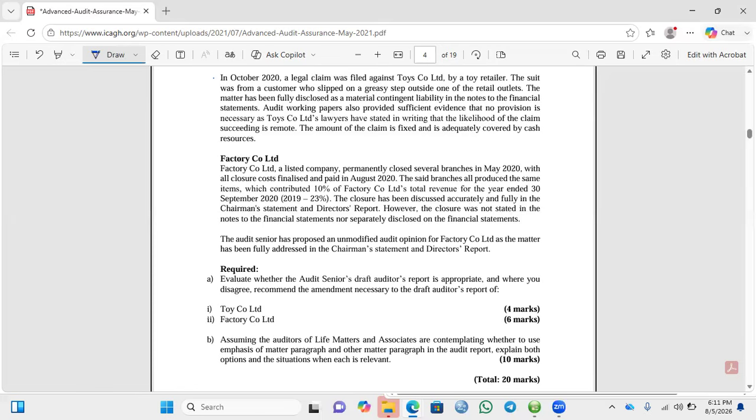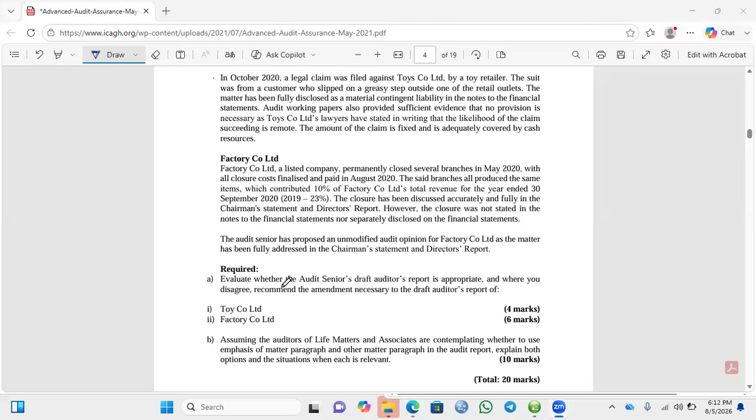Should I continue with the B? Okay, B. Assuming the auditors of Life Matters and Associates are contemplating whether to use emphasis of matter paragraph and other matter paragraph in the audit report, explain both options and the situations when each is relevant.